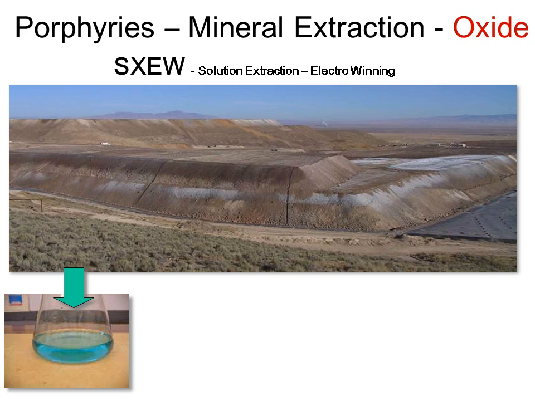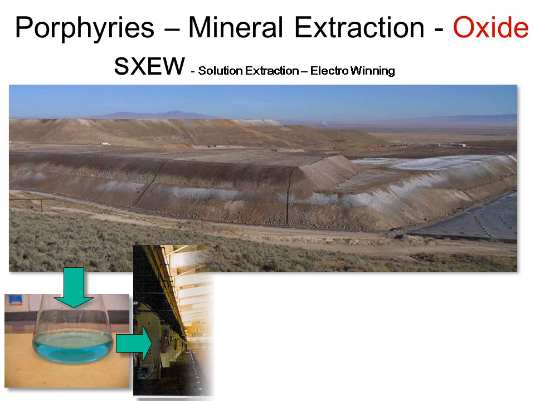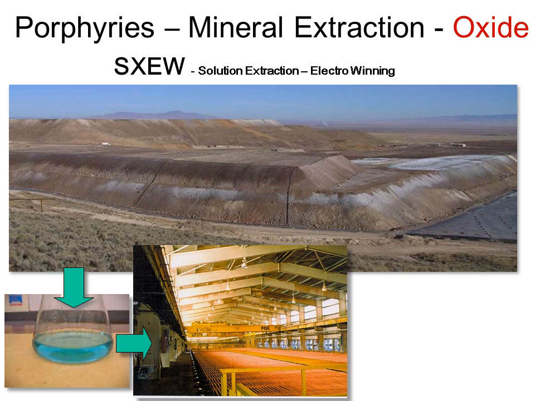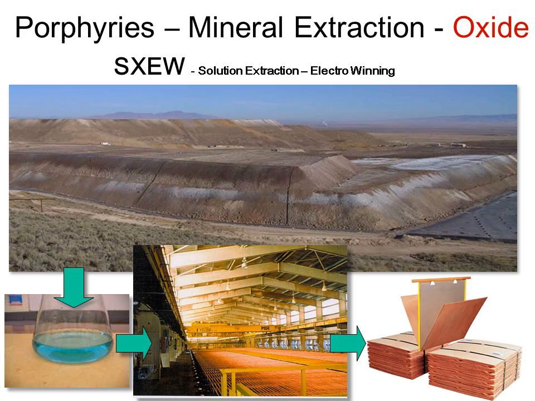This solution is tapped off from the bottom of the pad and placed into big tanks with steel plates. An electrical current is passed from the tank to the steel, which is then electroplated with the pure copper. This process has the advantage of avoiding the smelting and refining stages required for sulfide ores.